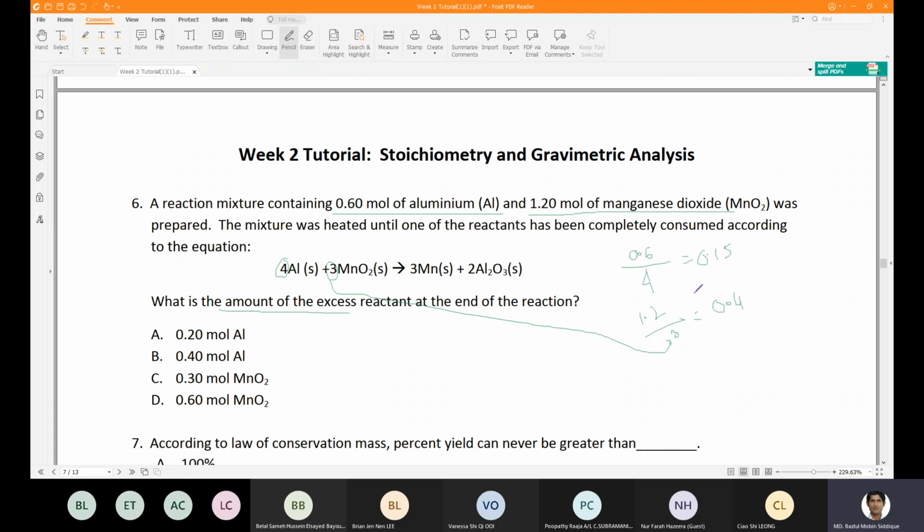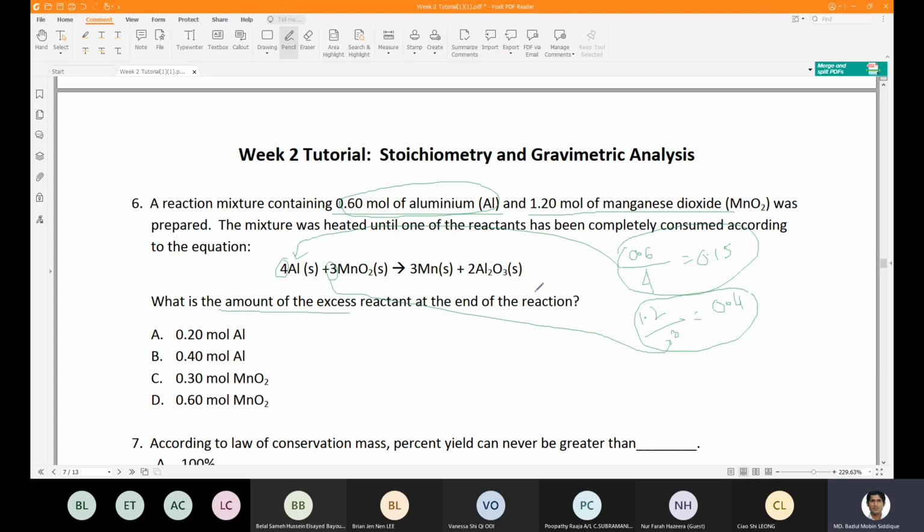So you know now why magnesium is not the limiting reactant: the ratio for magnesium is 0.4 and the ratio for aluminium is 0.15. So 0.15 is much less than 0.4. Of course, aluminium is the smaller. This is for aluminium. So aluminium 0.6 mole is for aluminium, right? So aluminium is smaller. That is why aluminium is the limiting reactant, not magnesium. Magnesium is the excess reactant.